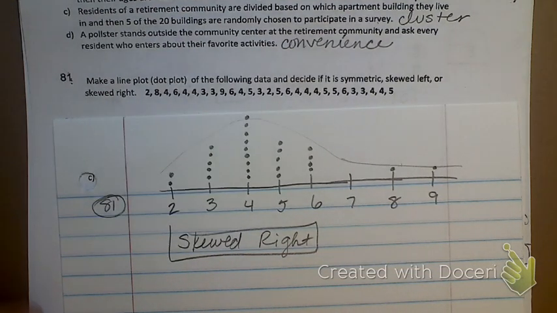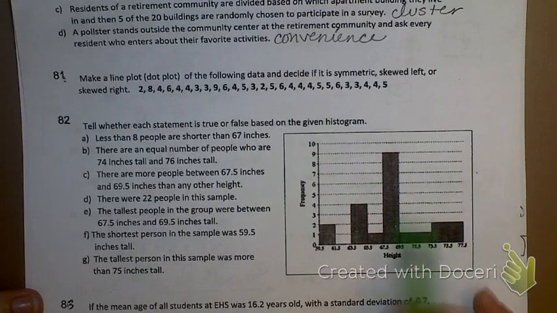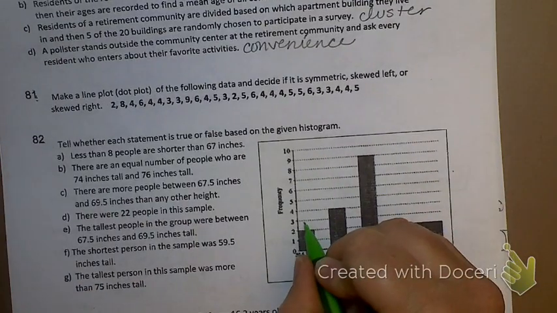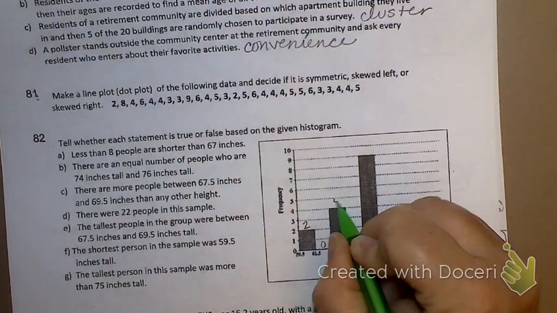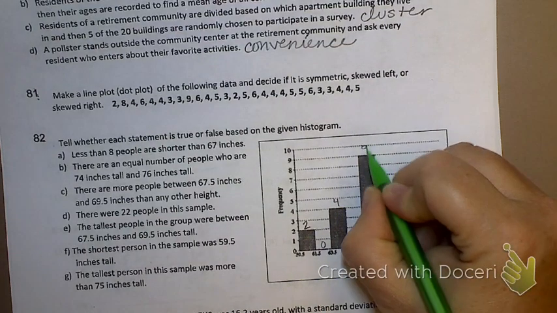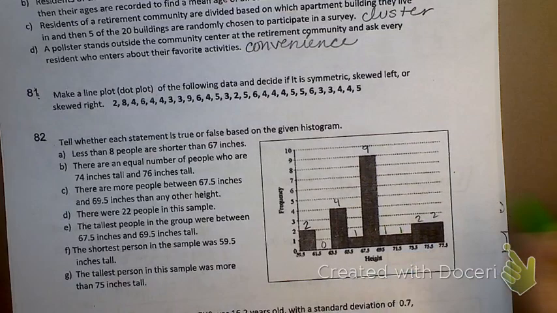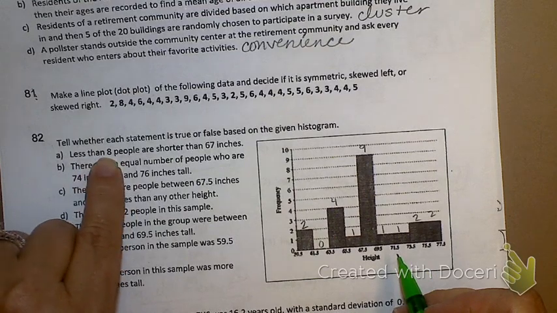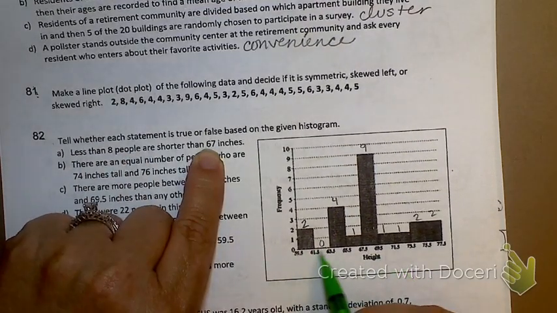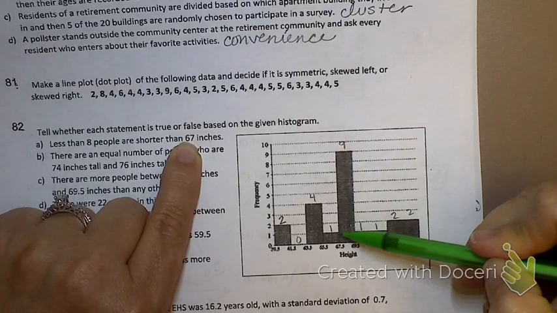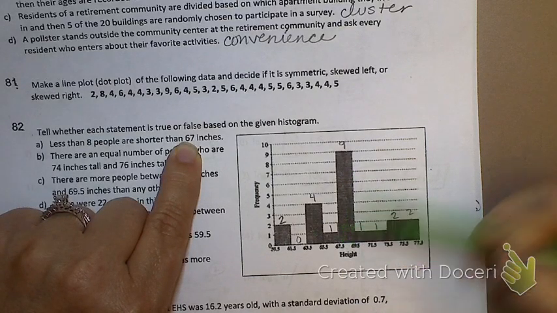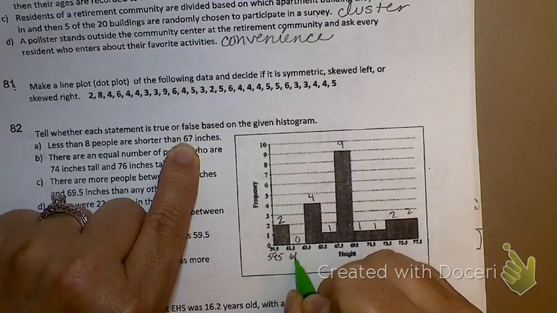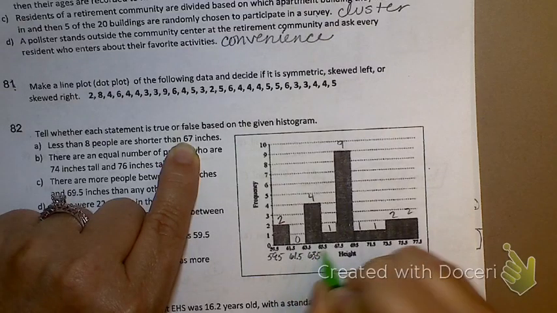All right. 82. We have a histogram here. What we can see is we have 2 people in this column, 0 in this column, 4, 1, 9 in this column, 1, 1, 2, 2. I know it's kind of hard to read, but we'll do the best we can. Is it true or false that less than 8 people are shorter than 67 inches? Where's 67 inches? Here is 67.5, I think. We have 59.5, 61.5, 63.5. It looks like they're counting by 2.5s.